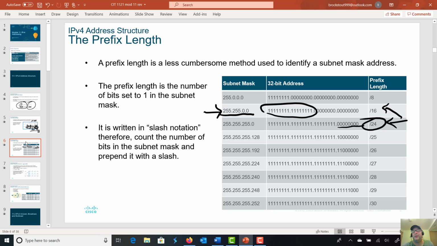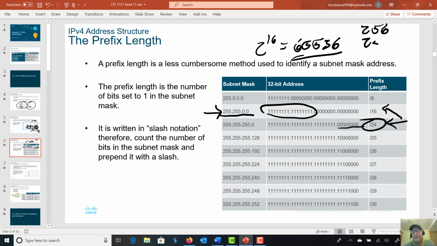With a prefix length or a subnet mask that is only 16 digits long, the network would be 16 digits and then the host portion would be 16 digits, which would be 2 to the 16th power, which is 65,536 total addresses. If you multiply it out, that's 256 times 256, because there's 256 combinations in each one of those octets, and you could uniquely change each one of those. So just keep that in mind.